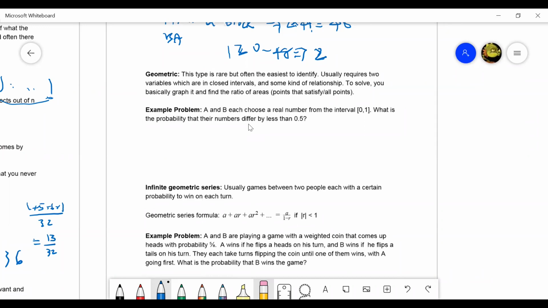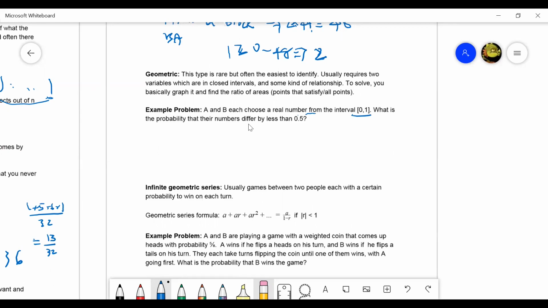So an example is, if A and B each choose a real number from the interval 0, 1, what's the probability that their numbers differ by less than 0.5? If you approach this problem without using geometric probability, you'll see that it's pretty difficult to solve because some numbers will have different results than other numbers. For example, if you choose 0.5, then the other person can choose any number in the interval. But if the other person chooses 1 or 0, then they can only choose from half of the interval.